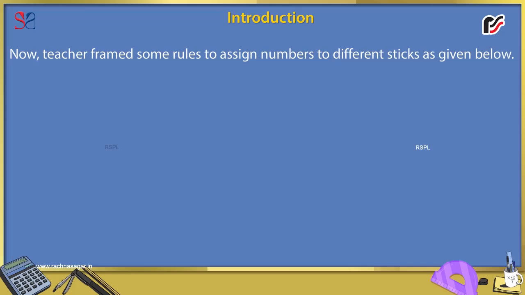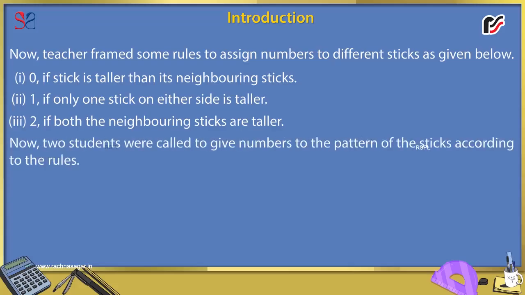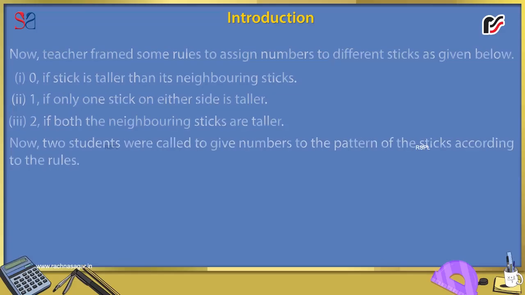Now, teacher framed some rules to assign numbers to different sticks as given below. First, 0 if stick is taller than its neighboring sticks. Second, 1 if only one stick on either side is taller. Third, 2 if both the neighboring sticks are taller. Now, 2 students were called to give numbers to the pattern of the sticks according to the rules.